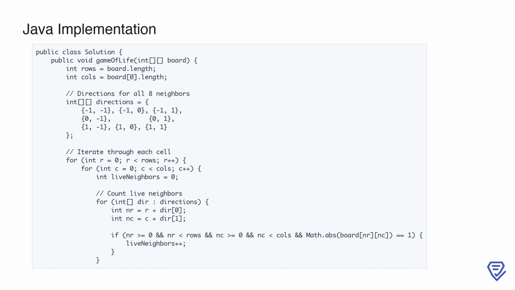Now, we begin iterating over each cell in the grid using 2 nested loops, one for rows and another for columns. For every cell, we initialize a variable called liveNeighbors to 0, which will keep track of the number of live cells surrounding the current cell. Inside this loop, we use a for each loop to go through each direction in the directions array. For each direction, we calculate the row and column indices of the neighboring cell as nr and nc. Before counting a neighbor as live, we ensure that it is within the grid bounds and check if its value is 1 or -1, the latter indicating a cell that was live but is now marked to die. This ensures we count valid live neighbors accurately.